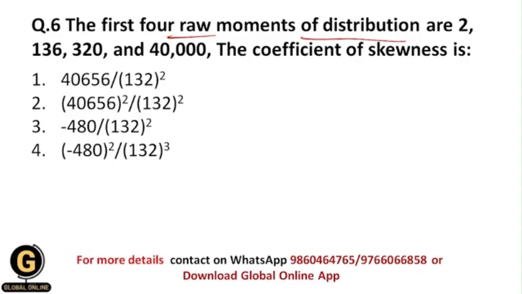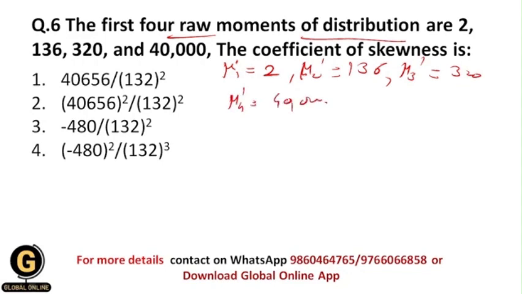So first of all, write the values of raw moments. Let us assume mu 1 slash is equal to 2, mu 2 slash is equal to 136, mu 3 slash is equal to 320 and mu 4 slash is equal to 40,000. Now let us find out the values of central moments. Mu 1 is your first central moment, so mu 1 is equal to mu 1 slash, which is equal to 2. The formula is actually the same.